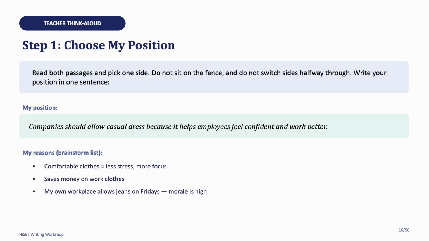Now I'm going to show you exactly what I do before I start writing. The first step is choose my position. I've read both passages, but I need to decide what I believe. I'm going to choose this position. Companies should allow casual dress because it helps employees feel confident and work better. Notice I'm not trying to support both sides equally.